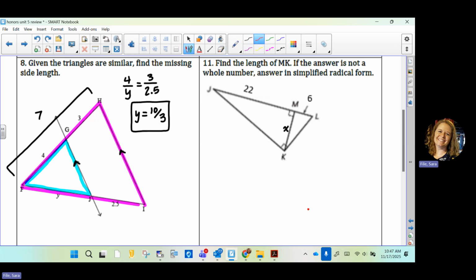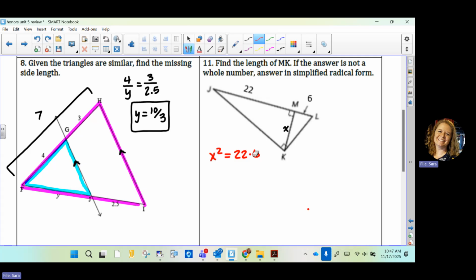But the altitude rule says that the altitude squared, so in our case, x squared, is the product of the two pieces of the hypotenuse. The two pieces that the hypotenuse is broken up into. So in that original triangle, JKL, the hypotenuse is JL. That altitude separates it into two pieces, and we're told that they are 22 and 6. So it's the product of 22 times 6.